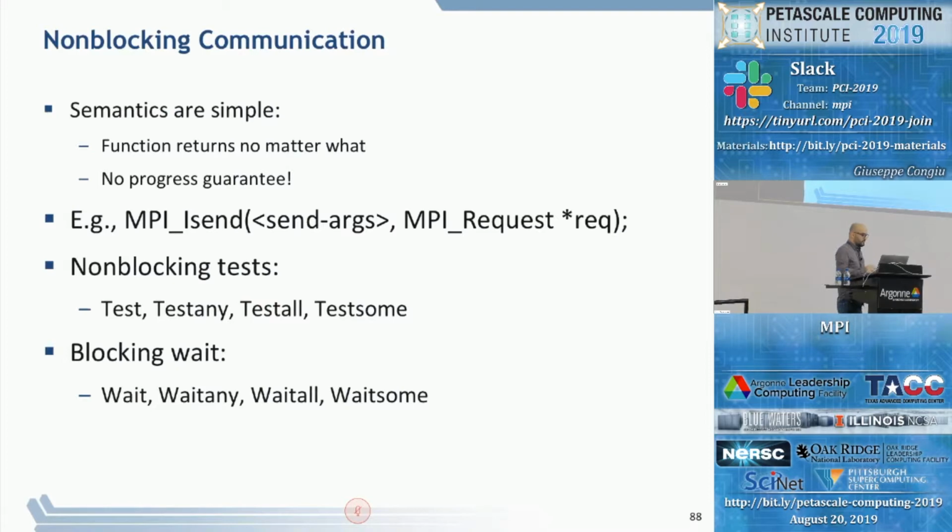The semantic for non-blocking collective communication is pretty simple. The function returns no matter what. There is no progress guaranteed to be made after the function has been called. And the syntax is basically the same as a blocking communication with an additional request argument that is used to check the progress of the non-blocking operation using, for example, non-blocking test or blocking wait.